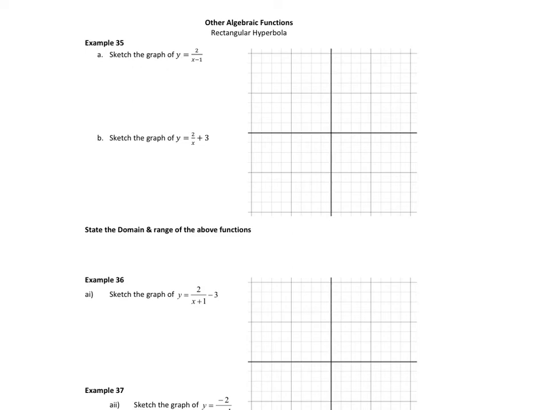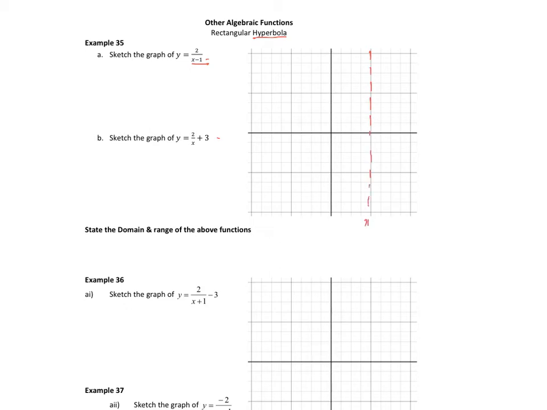Okay, so let's go through our family of graphs, I guess, our gallery of graphs. Initially we've got our rectangular hyperbolas. Hopefully we remember our basic shape. We know that the denominator can't be zero. So in this case, the graph of 2 over x minus 1, the whole graph has moved 1 unit to the right. Remembering we should always use a ruler.